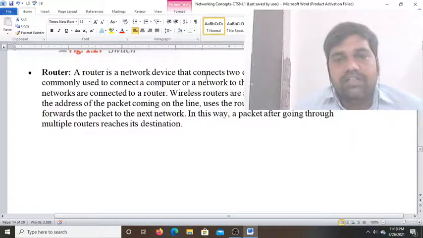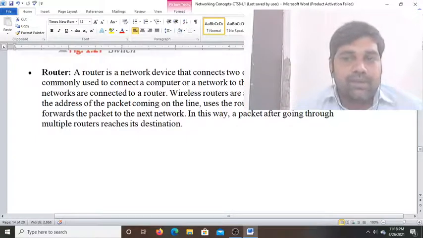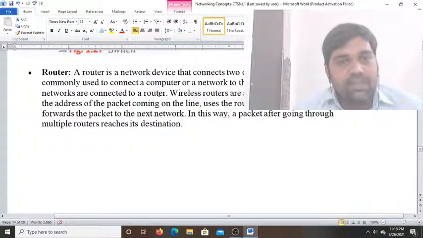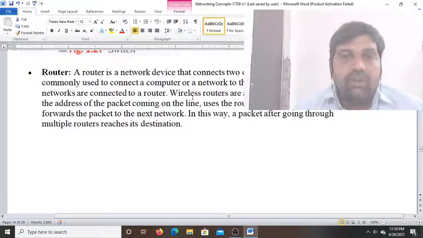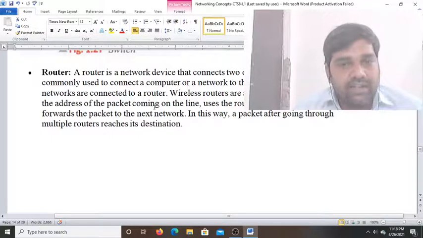So a router is a network device that connects two or more networks. It is commonly used to connect a computer or a network to the internet. Lines from different networks are connected to a router. Two different networks you can connect only with the help of the router. Wireless routers are also available. Now the router examines the address of the packet coming on the line and uses the routing information.